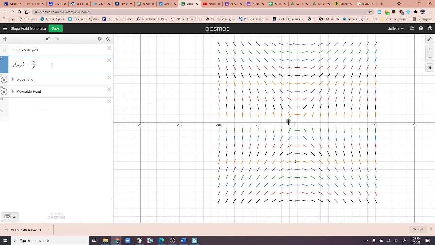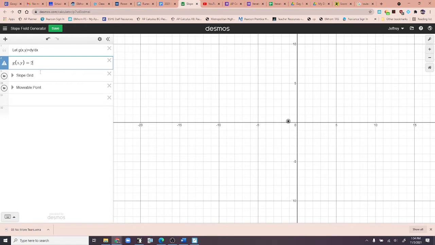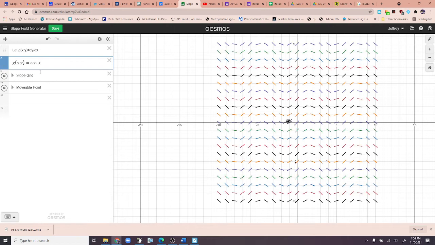What was I going to do? What are we given? Oh, cosine of x. So cosine is the derivative of what? Sine, right? So if I do the derivative as cosine of x, it's going to graph sine.